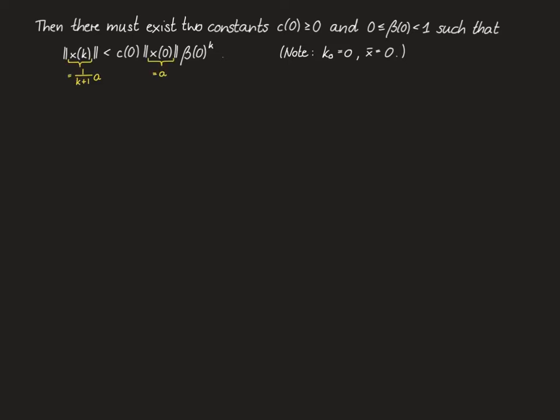Since x of k is given by 1 over k plus 1 times a, and x of 0 is given by a, we obtain this inequality where we can cancel the absolute value of a on both sides, and hence, solving for the constant c of 0, we obtain that 1 over c of 0 must be less than, in brackets, k plus 1 times beta to the power k. This condition, however, must hold for all k greater than or equal to 0, and this is not possible because the right-hand side converges to 0 as k goes to infinity.